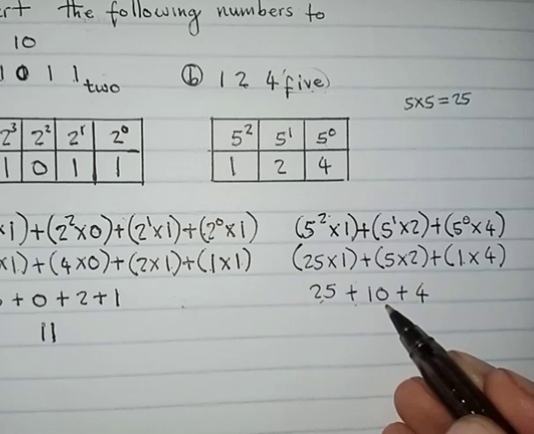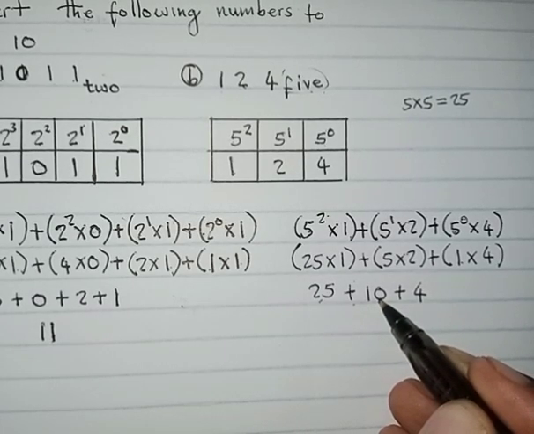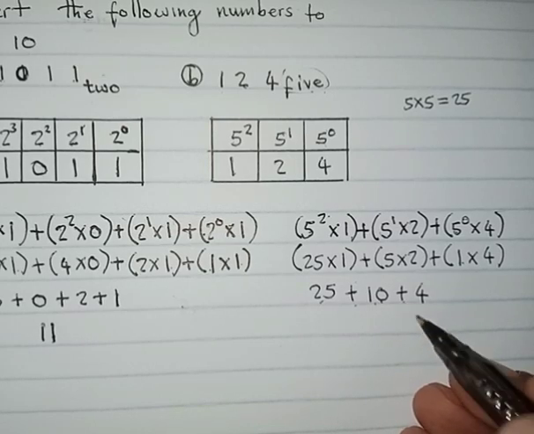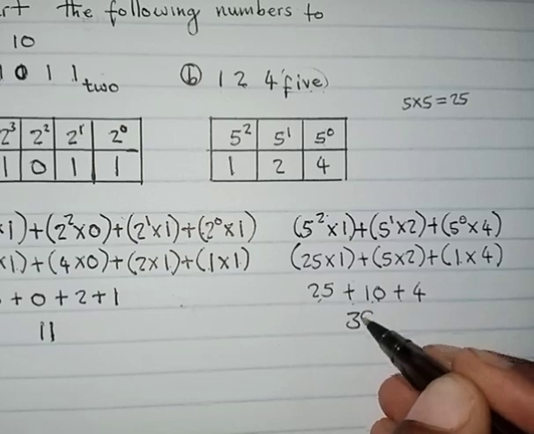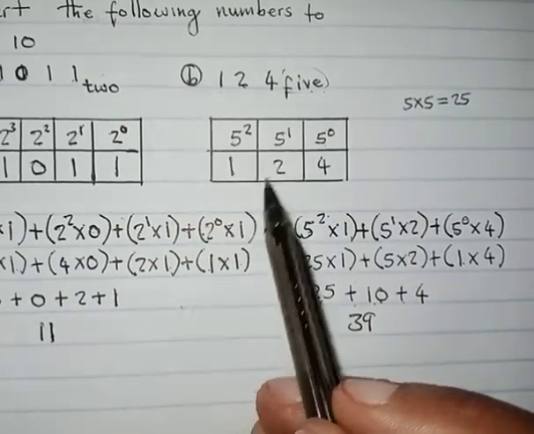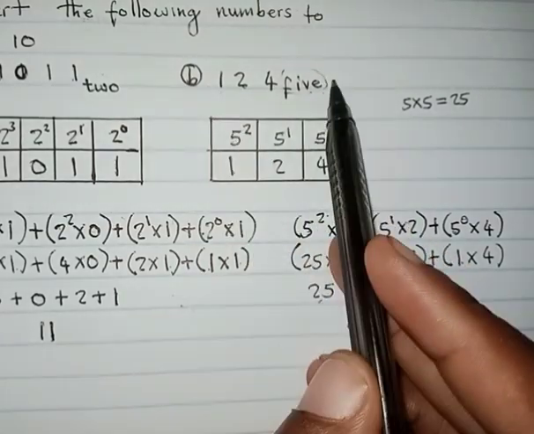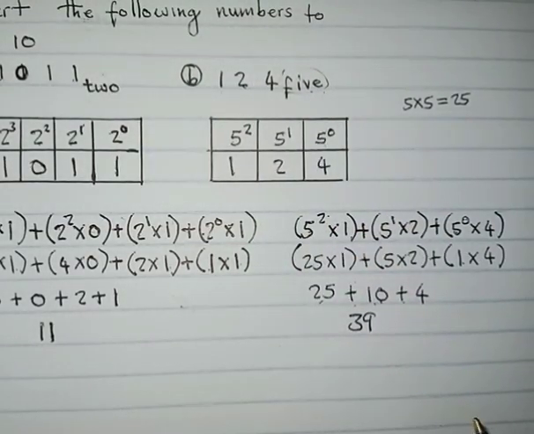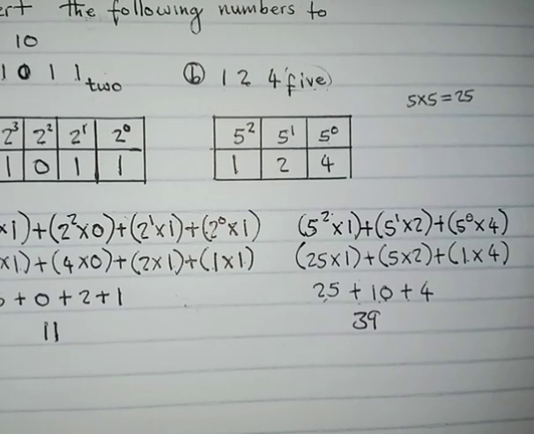We can simplify this further. 25 plus 10, we get 35. And 35 plus 4, we get 39. So this number 124, which is in base 5, can be written in base 10 as 39. So this is how we convert any base to base 10.